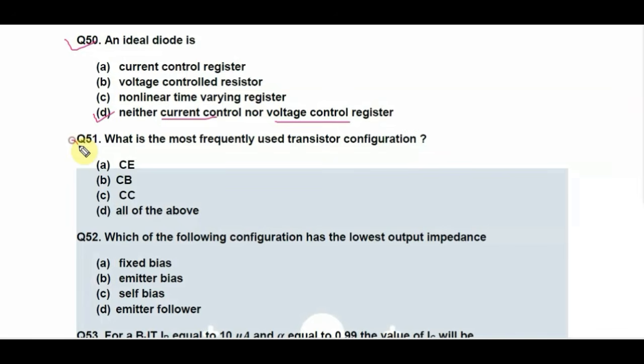In the next question, what is the most frequently used transistor configuration? So common emitter transistor configuration is most used. So option A is the correct answer. In the next question, which of the following configurations has the lowest output impedance? So emitter follower or common collector has the lowest output impedance. So option D is the correct answer to this question.